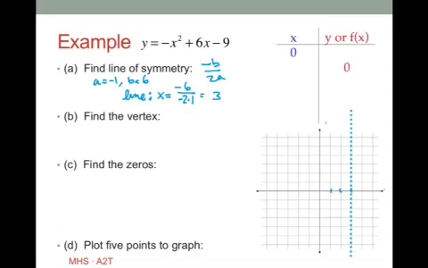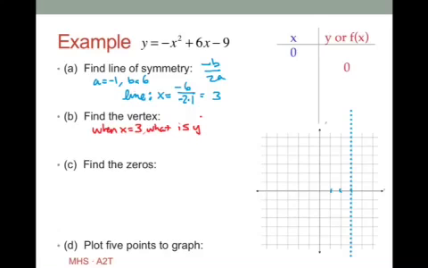So we can go ahead and plot that on our graph, I put a dotted line in there for the line of symmetry. Now let's figure out where the vertex is. Where's that place where it changes direction? So knowing the line of symmetry location is x equals 3, we just take that value of x equals 3 and we plug it into our function.